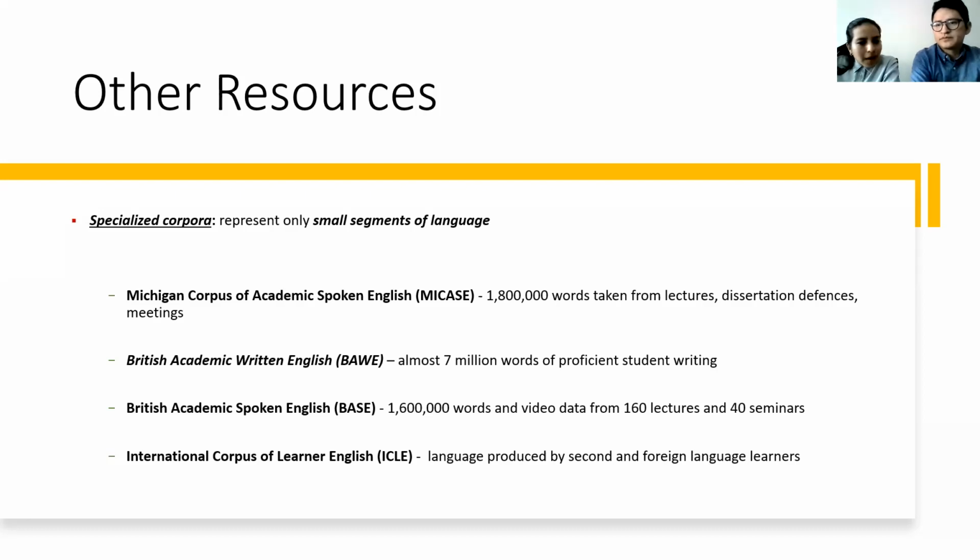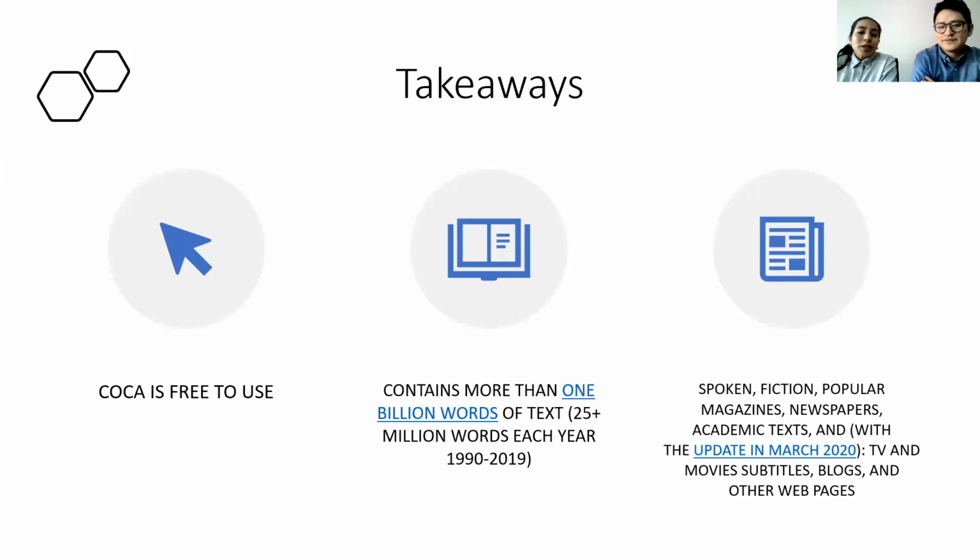We also have the British Academic Written English, and it has almost 7 million words of proficient student writing. So if you are teaching writing, then you can have a go and try to find some resources in this corpus, because those are, again, authentic samples where students can just go and see them. And we also have British Academic Spoken English, 1,600,000 words and video data from 160 lectures and 40 seminars. And finally, we have the International Corpus of Learner English, language produced by second and foreign language learners. This is exactly appropriate for our context.